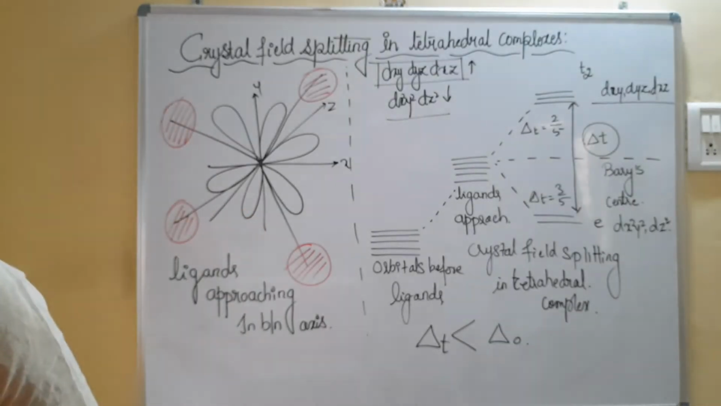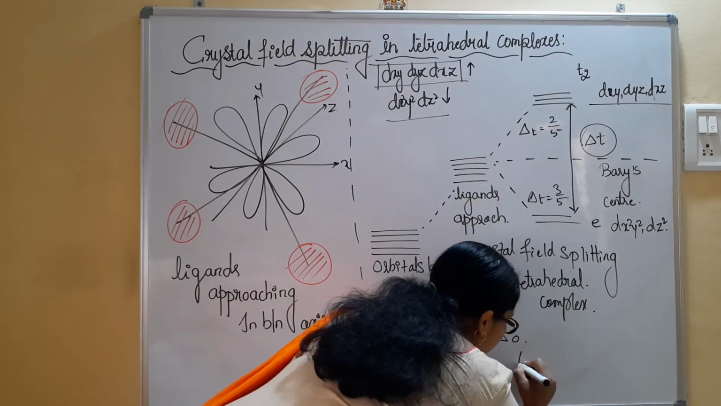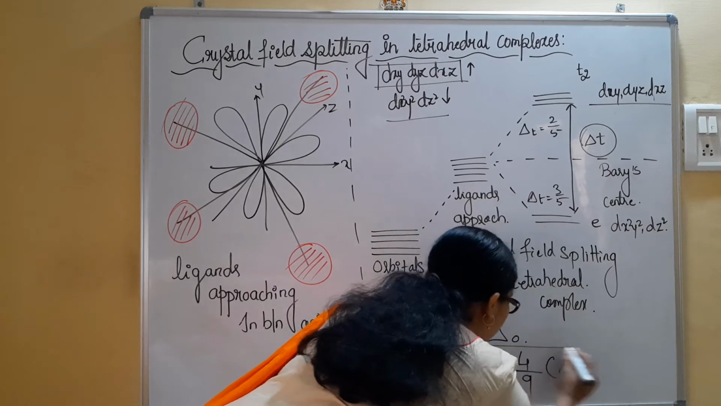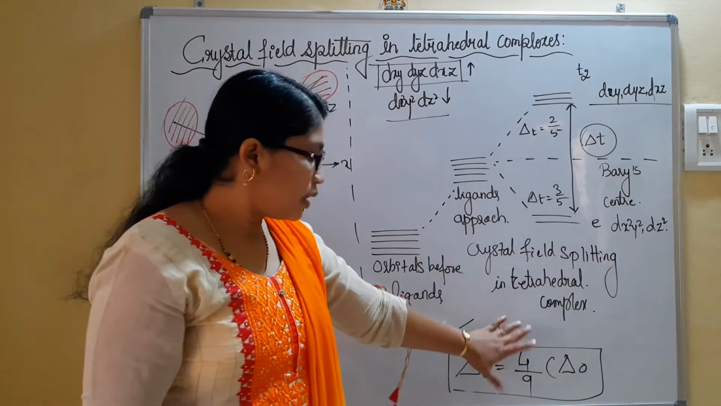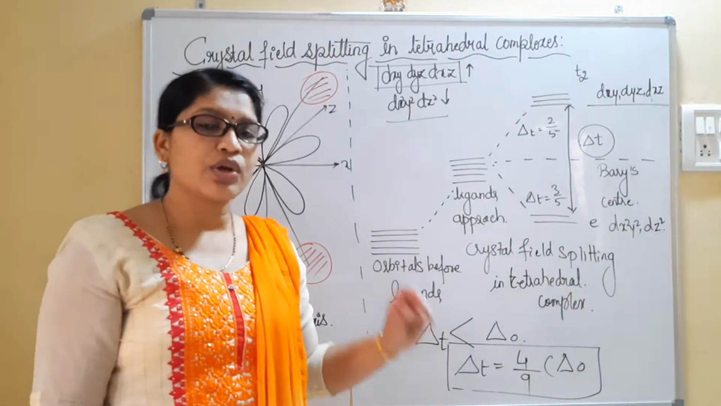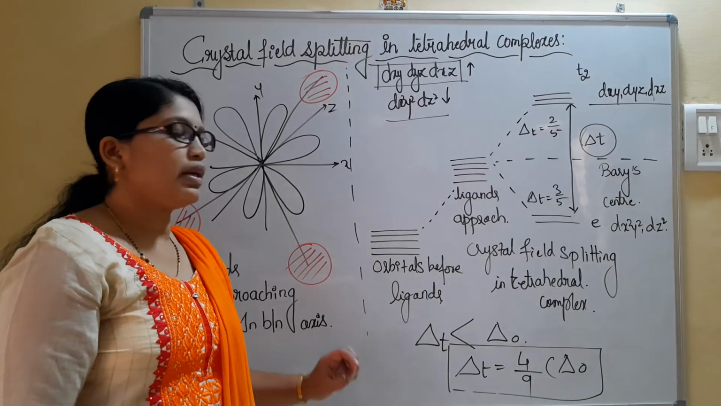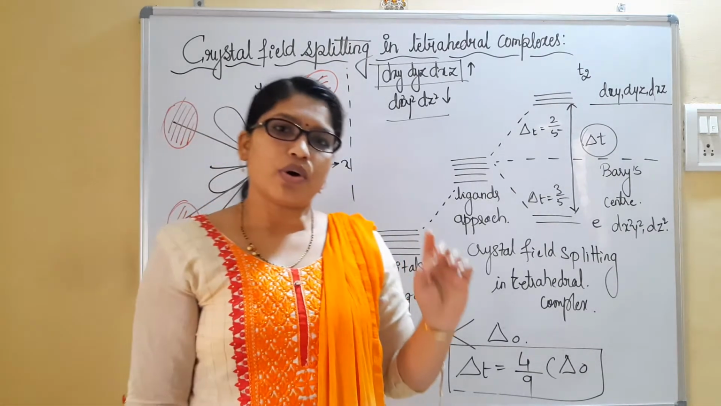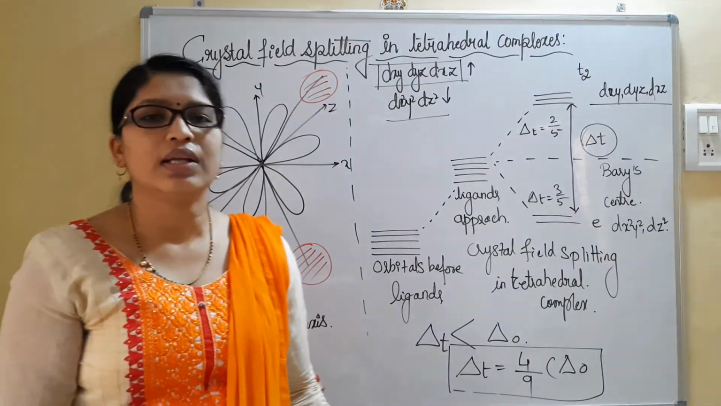The difference of that value is delta T equal to 4 by 9 of delta O. This value can be asked for your competitive examination. Apart from this, the rest of the diagrams and explanation regarding these complexes can be asked for your board examination for 3 marks. So like this, we need to write each and every point with respect to tetrahedral splitting as well as with respect to octahedral splitting in complexes. So please do copy this. We'll move to the next.